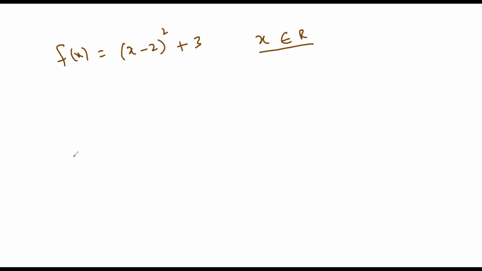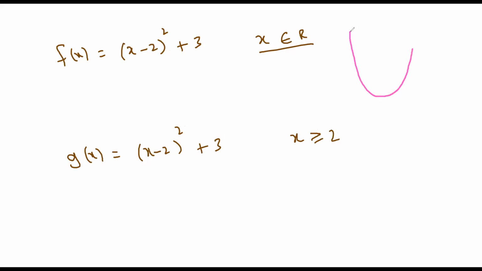Now suppose you have another function g of x, it is x minus 2 whole squared plus 3. And its domain is x is greater than or equal to 2. Now, tell me, can we have the inverse of this function? Yes. Now we can have the inverse of this function because if I show you its sketch, I'll show you this in pink. Okay. Now, this is the point here. This point is 2 comma 3.